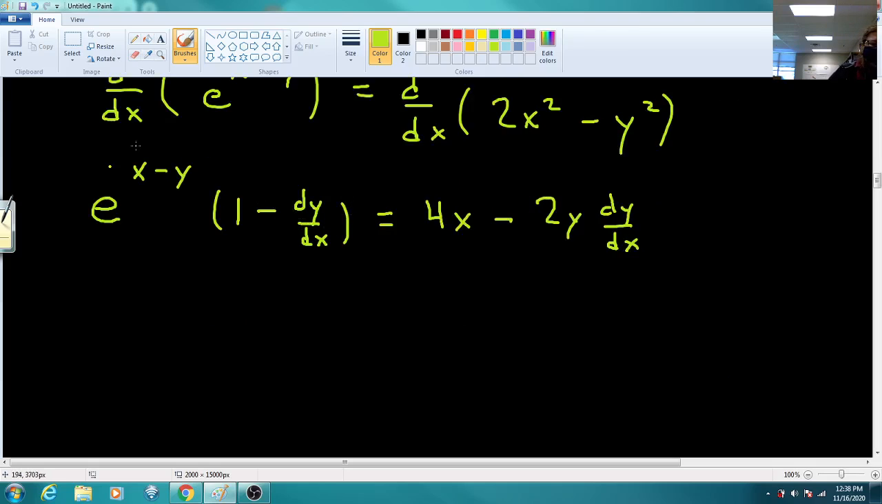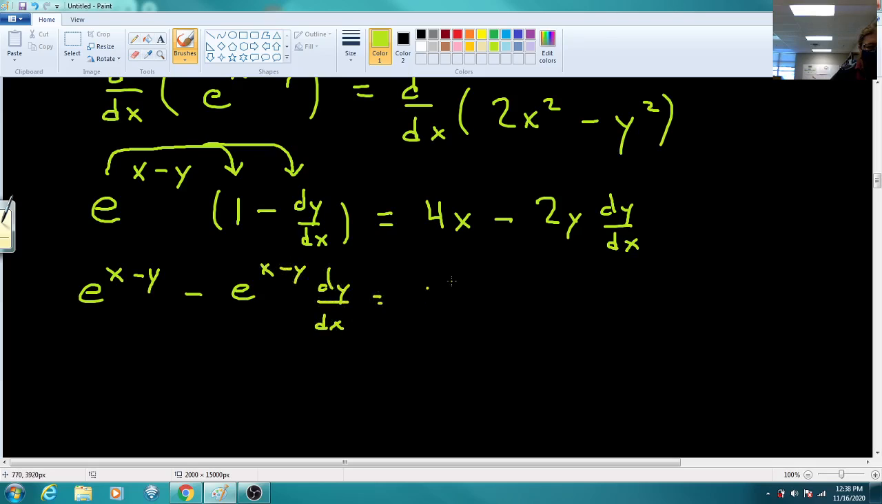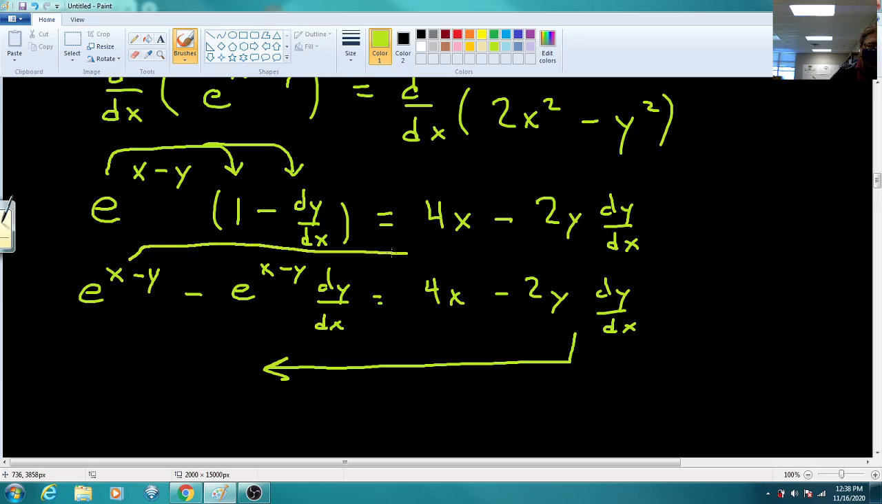I need to get the dy dx's together, so I distribute this e to the terms so I can break them up and shuffle them back and forth across the equal sign. Okay, so we have it here. Now I need to move all the dy dx terms over to the left. Anything that doesn't have a dy dx, I push back over to the right hand side.